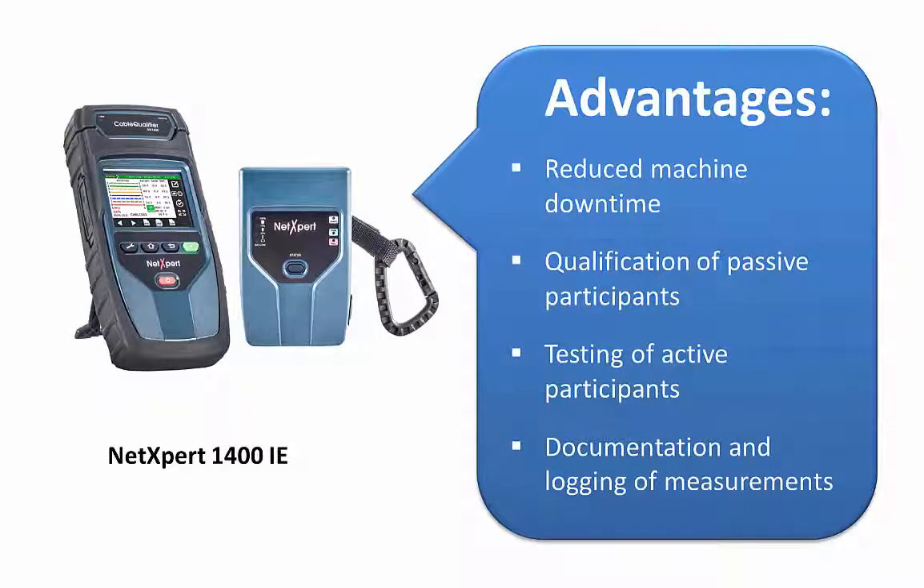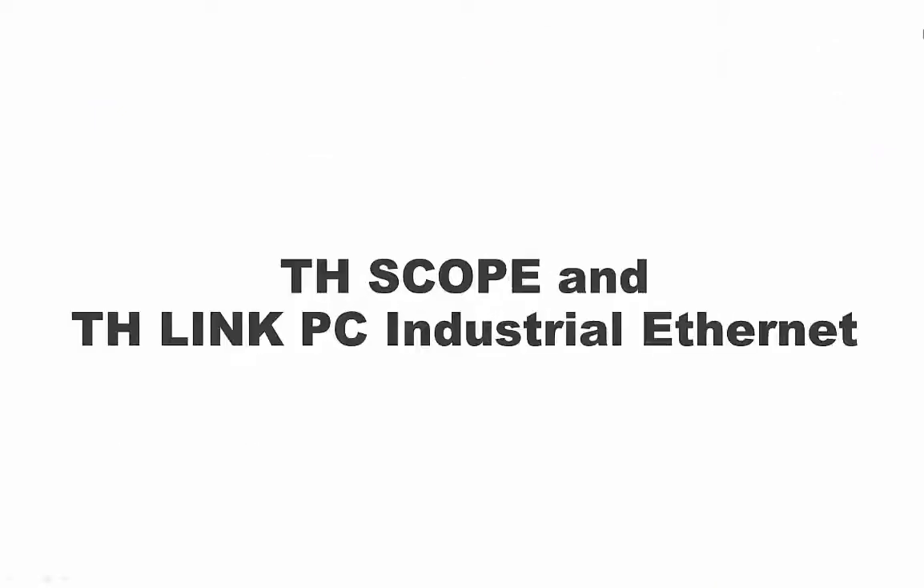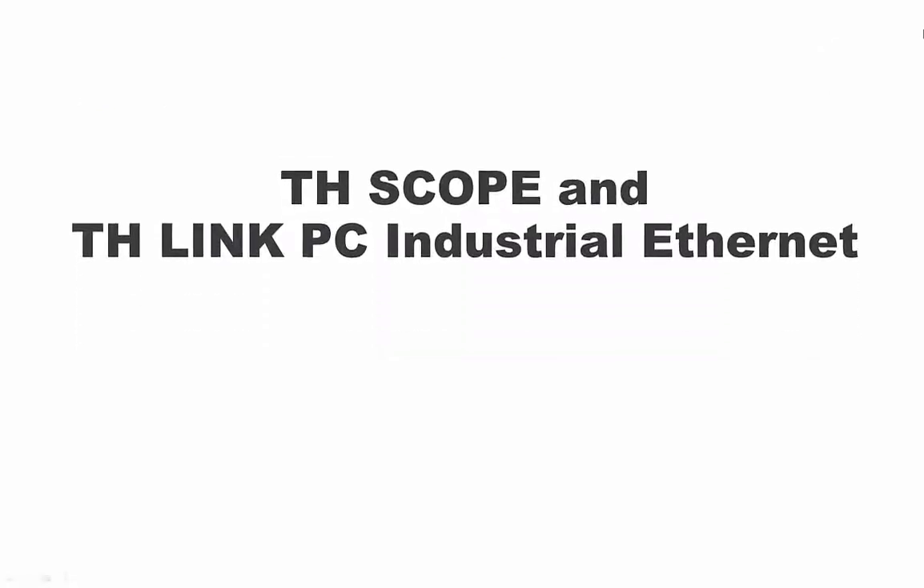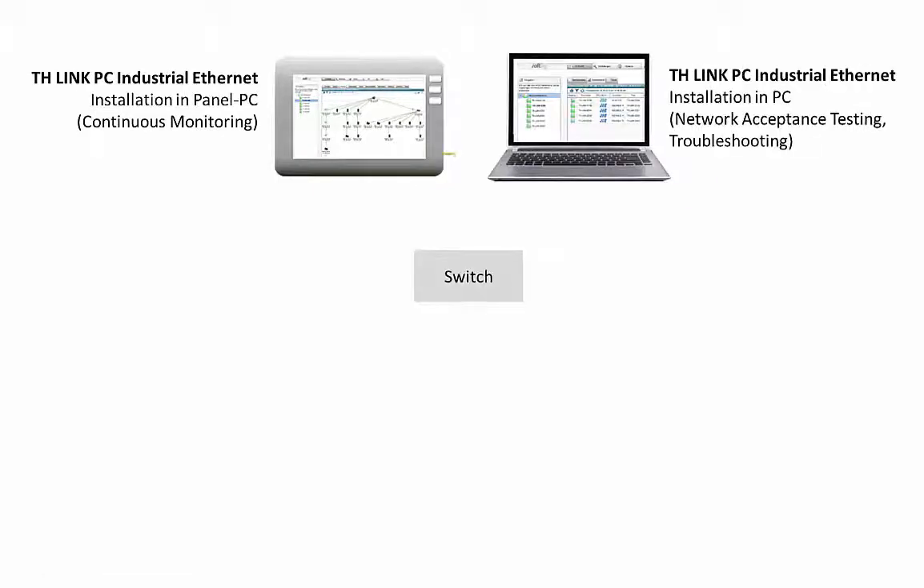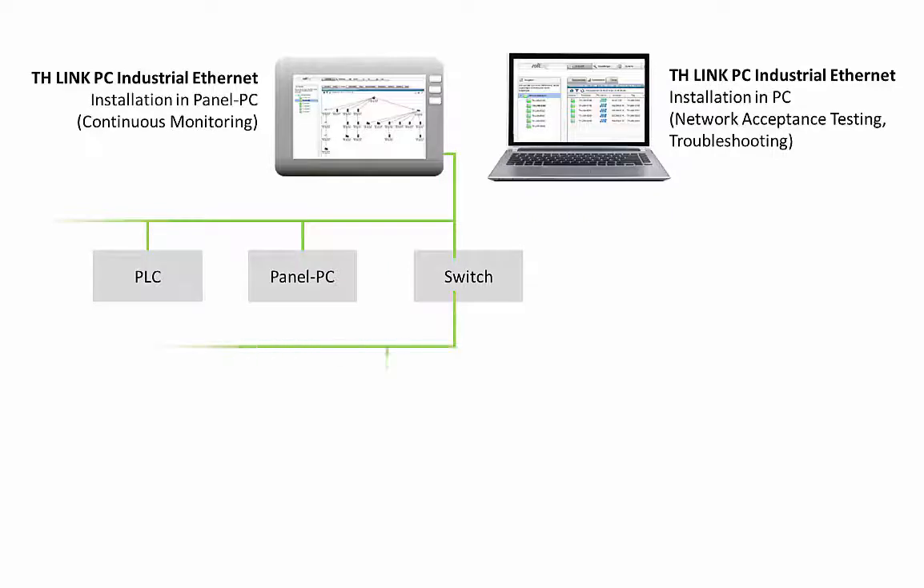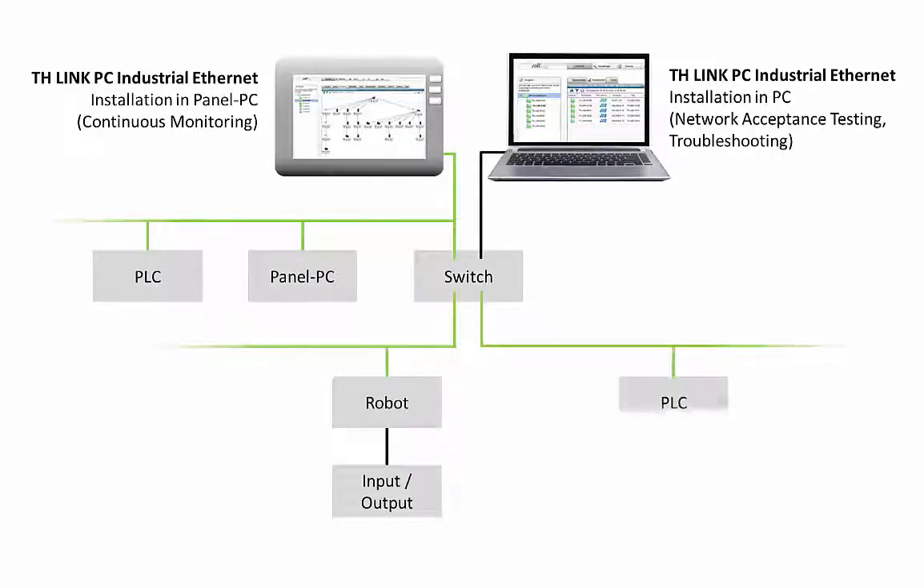For an efficient inspection and documentation of such PROFINET installations, the software solution THLink PC and THScope is employed. The THLink PC is an intelligent network agent and applies various protocols through which data is collected from the network and its participants. The software application THScope makes this data available to users and documents it.